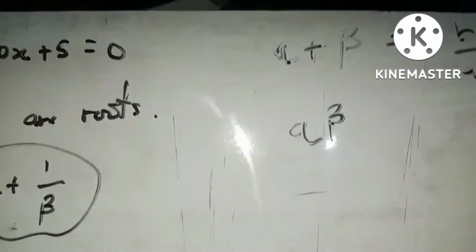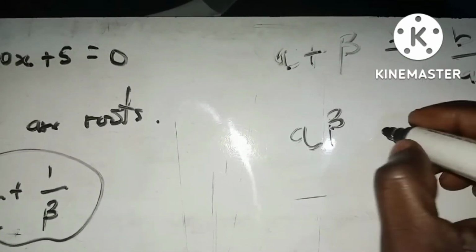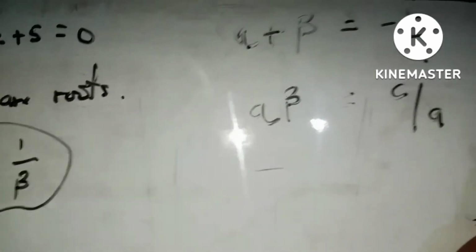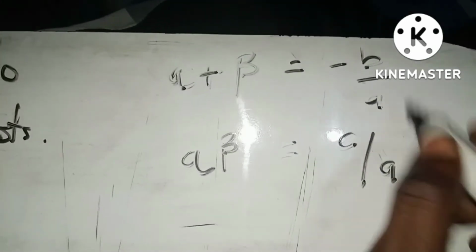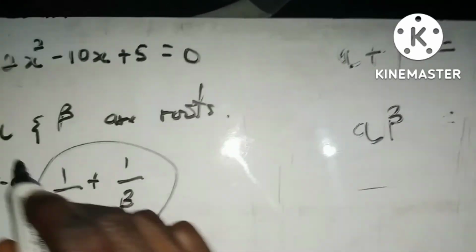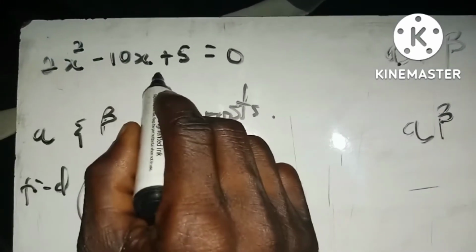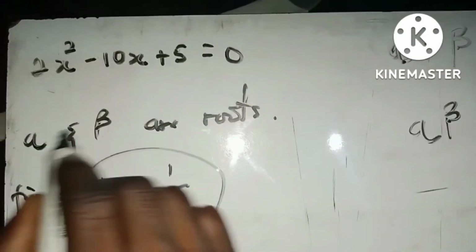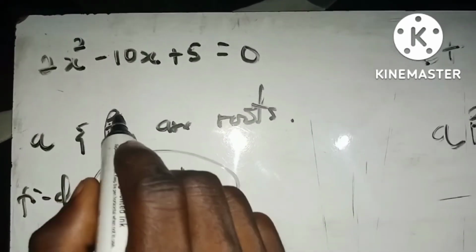We know that when you find this, you have to determine the sum and the product as well. So the product here is equal to c over a. These are the two things that you have to use if you are given the roots in this form, with the quadratic equation. Remember, here you are given the quadratic equation, and then these are the unknown roots.